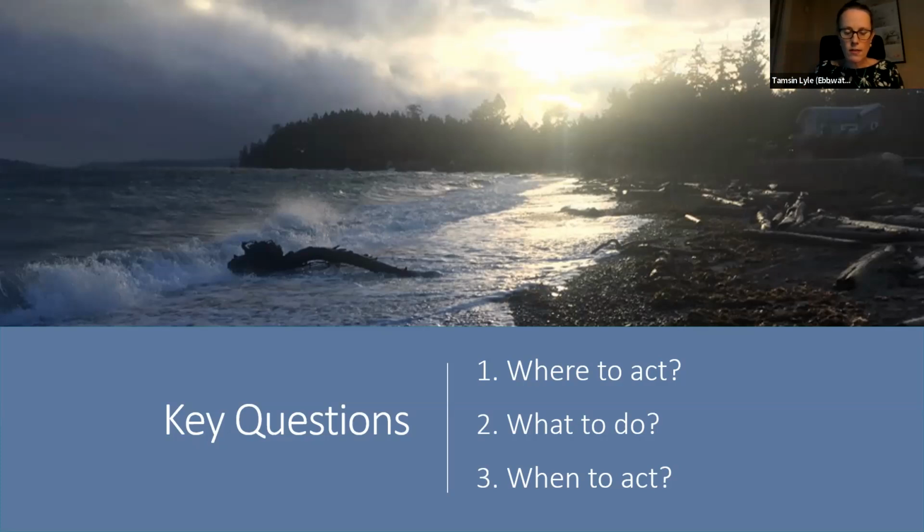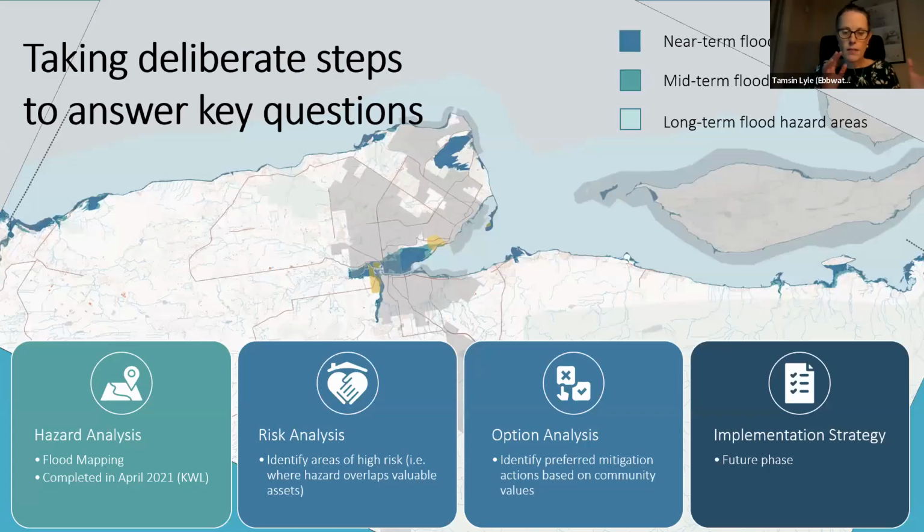So with these three questions in mind, the Comox Valley Regional District is working through a series of steps to better understand risk in the region. The first one being a hazard analysis. So that is understanding where the water is today, where that water might be under a big storm, and where that water will be in future with climate change. That work was done a couple of years ago. It was finished, wrapped up around March of this year.